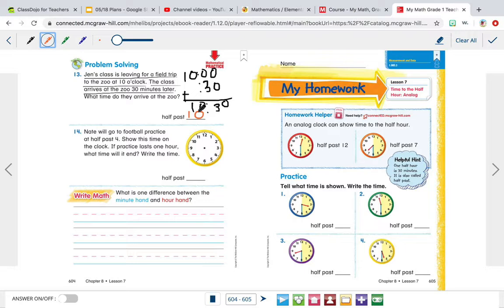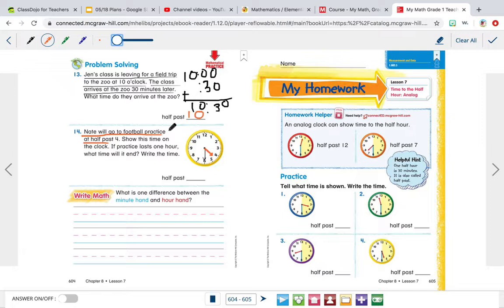Now let's look at this. Nate will go to football practice at 4:30. So 4:30. Show this time on the clock. So first let's do 4:30. So we know the minute hand is going to be at 6. That's how we know it's 4:30. So we're going to point the long minute hand at 6, okay? And then it's 4:30. So that means it's going to be halfway past 4. So here's 4, and we have to point it halfway past 4. So we're going to put it right between 4 and 5. You see that? We put it right between 4 and 5. So that's the time that shows on the clock, 4:30.